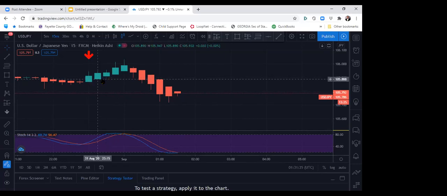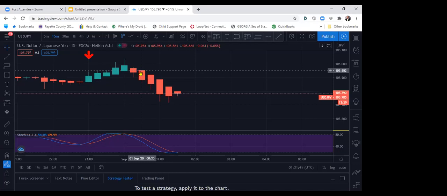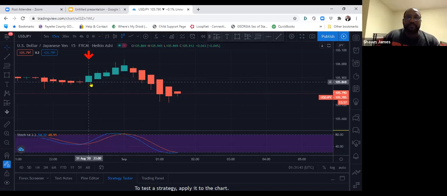Okay, so on buys, you want no wicks on the bottom. On sells, you want no wicks on the top. Got you. On buys, no wicks on the bottom. Sell, no wick on the top. If you see a wick, you wait.